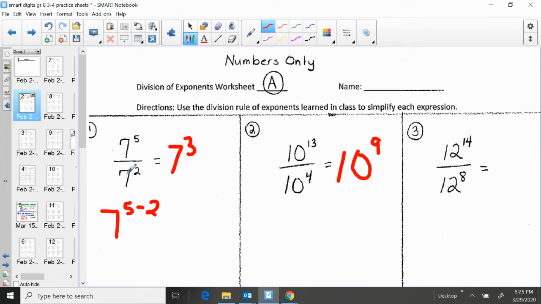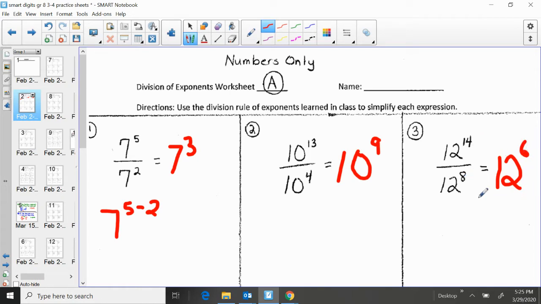So notice here your base was 7. The base is still 7. Base is 10. Base is 10. The base stays 10. So looking here, we have 12 to the 14th power divided by 12 to the 8th. So our base is the same. Our base is what? You said 12. You're correct. So yes, our base is going to be 12. And then how do we get our exponent? Very simply, we subtract 14 minus 8 to subtract our exponents. 14 minus 8 is 6.